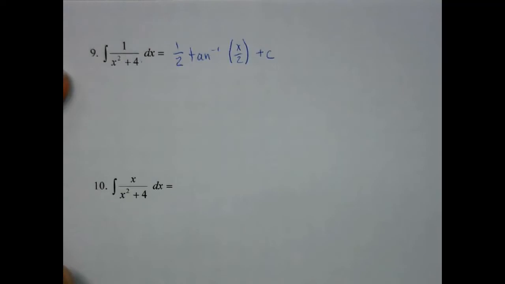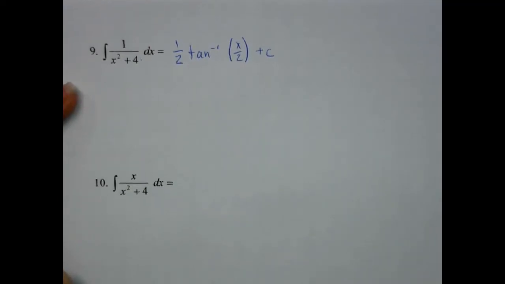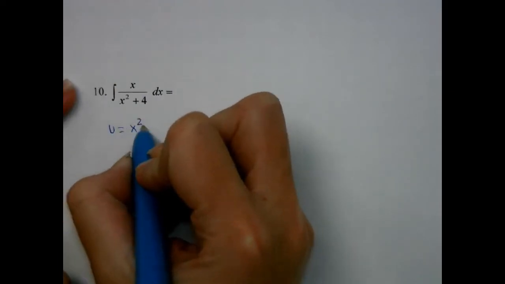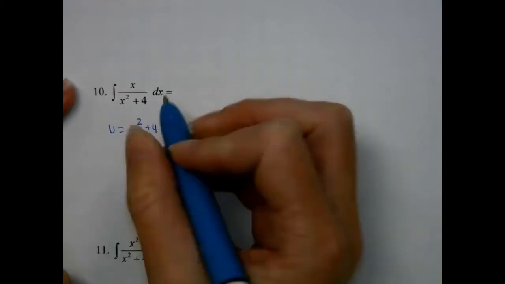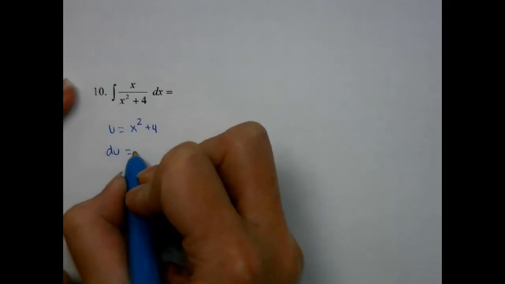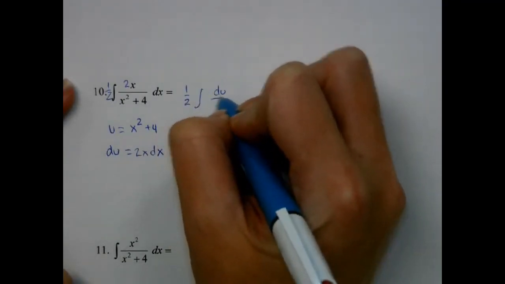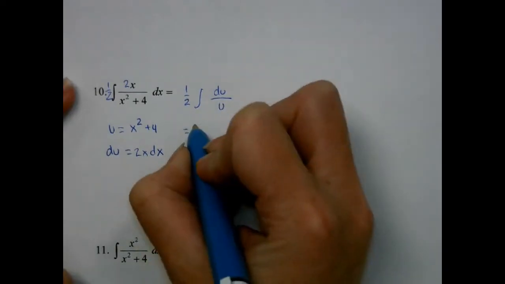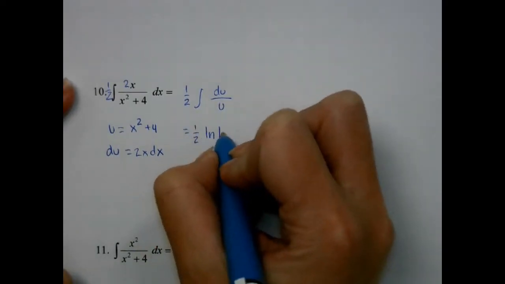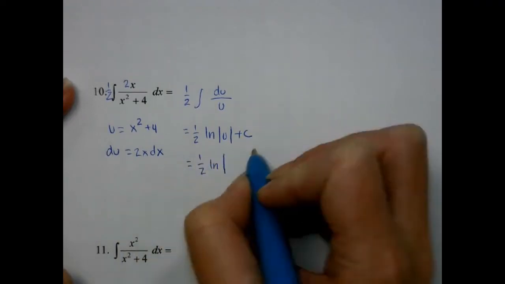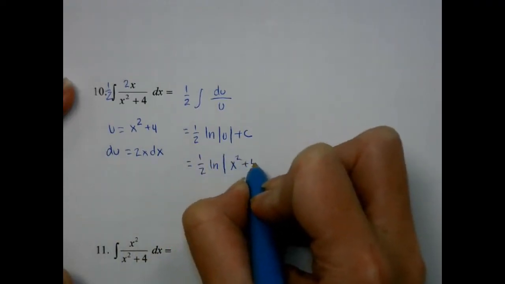On the next one, I can do a u substitution, because the derivative of that denominator is sort of here. Let's make that 2, 1/2. This is 1/2 the integral of du over u, which is 1/2 ln u. So we have 1/2 ln x squared plus 4 plus c.